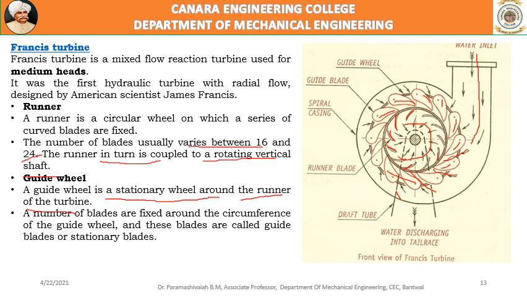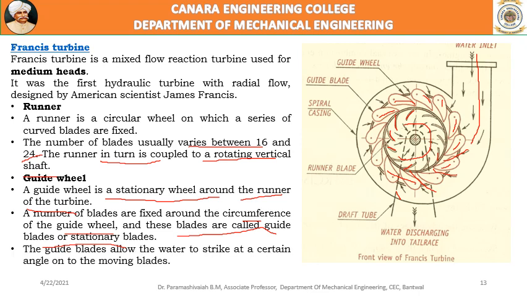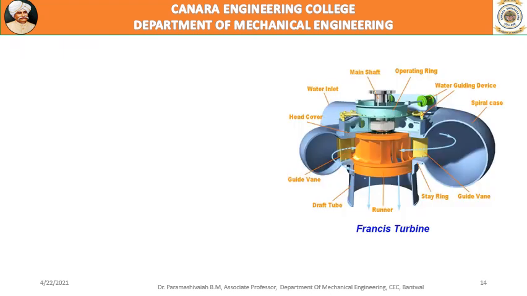So a number of blades are fixed around the circumference of the guide wheel, and these blades are called guide blades or stationary blades, as I told you. So they are used to guide the flow of water. The guide blades allow water to strike the moving blades at a certain angle.